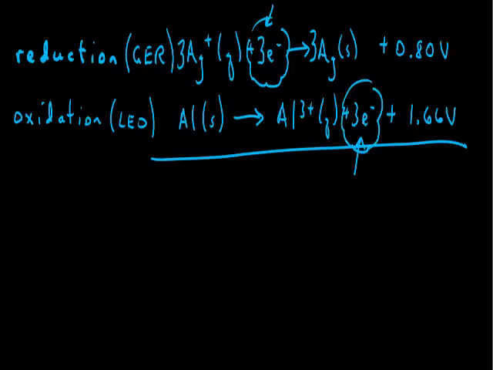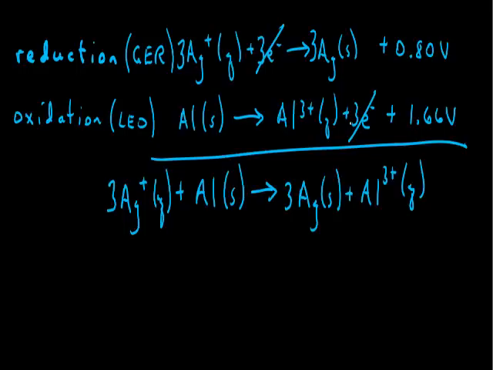The two half reactions can now be combined to make a whole reaction. When we combine the reactions, the electrons are going to cancel, leaving us with this as our overall balanced electrochemical reaction.